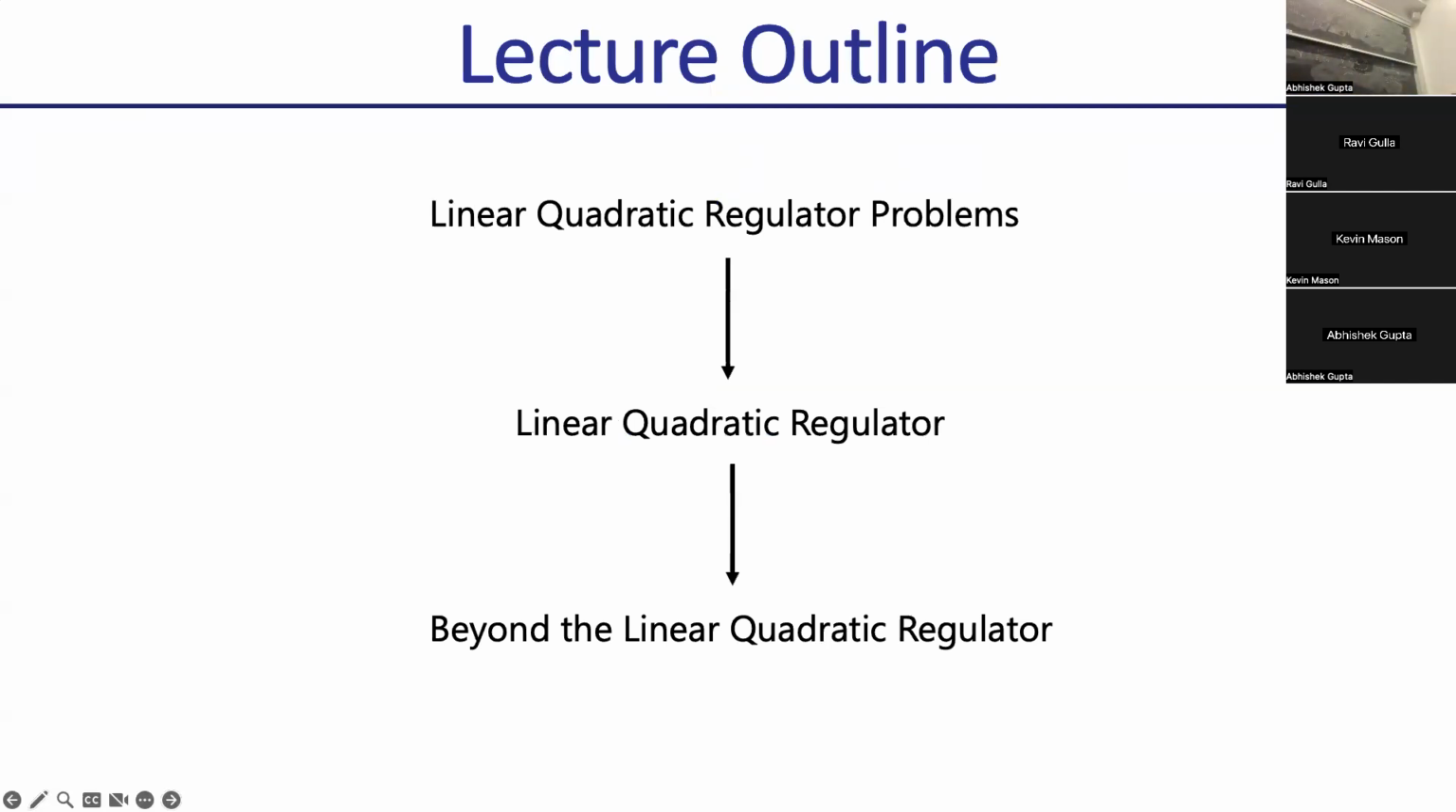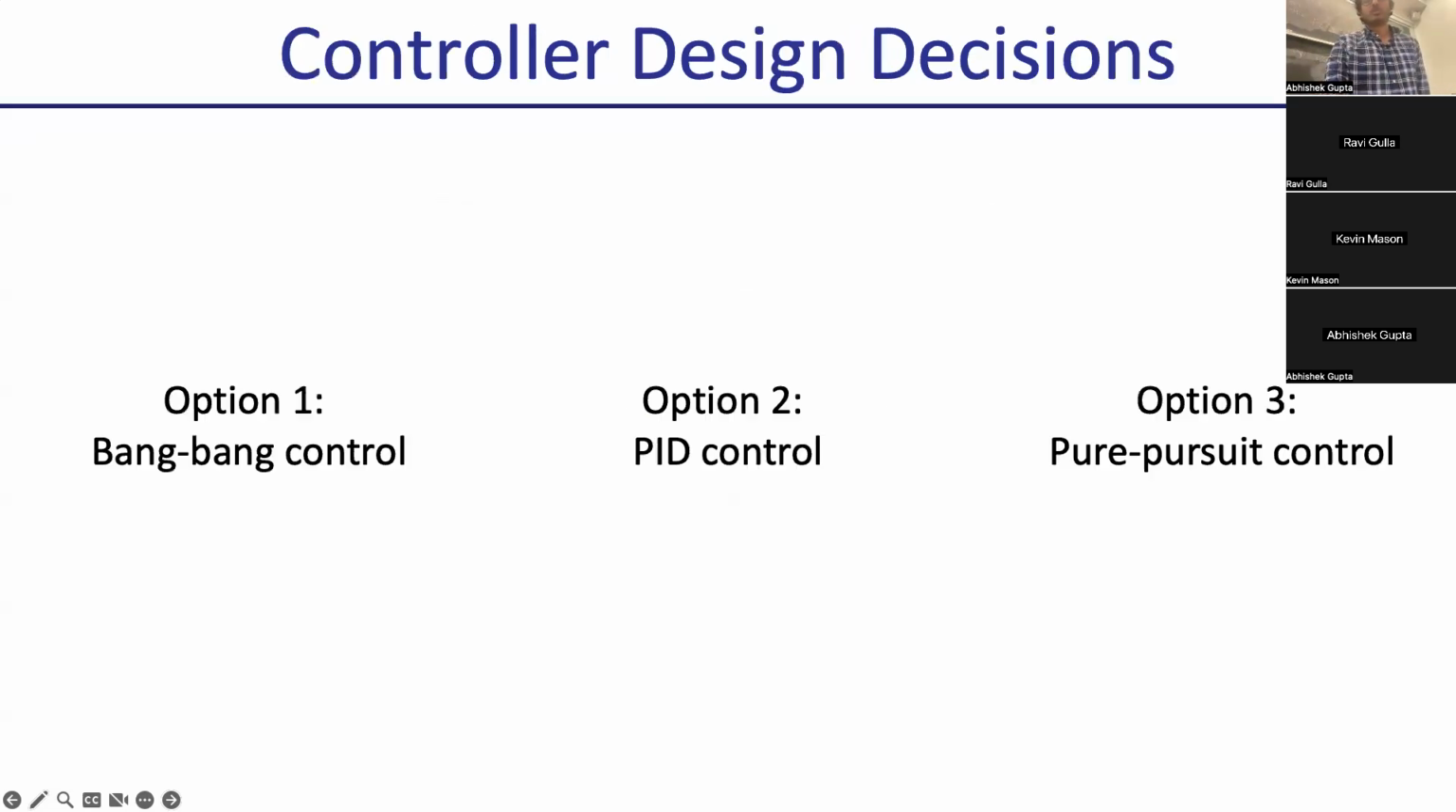The structure of today's lecture is we're going to start by trying to define what an LQR problem is, trying to take a classic problem and cast it as an LQR problem. Then we will describe the solution to LQR problems, and then we'll talk about how we can go beyond LQR to nonlinear systems. Okay, so let's start by recapping what we had before.